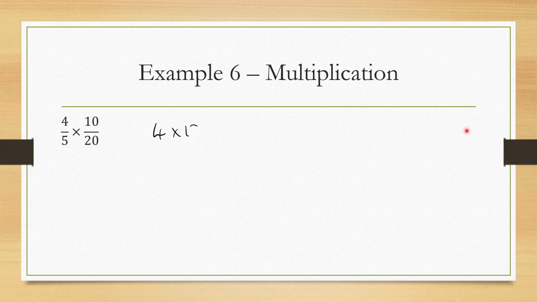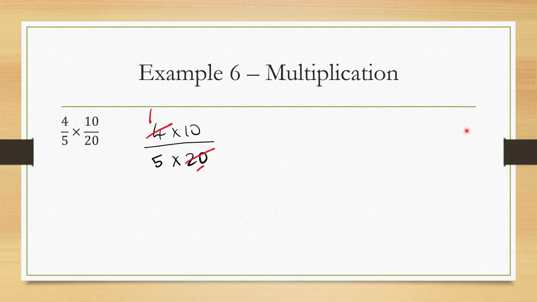So in this one, you can write it like this. So 4 times 10 and then 5 times 20. So what happens in this one is, as you can see, you can actually cancel things out. So let's do it one by one.